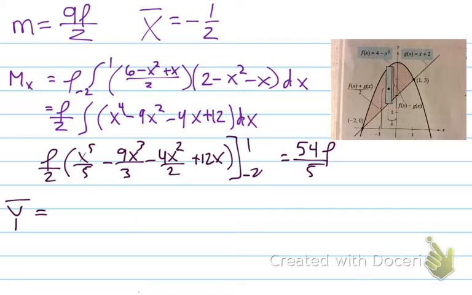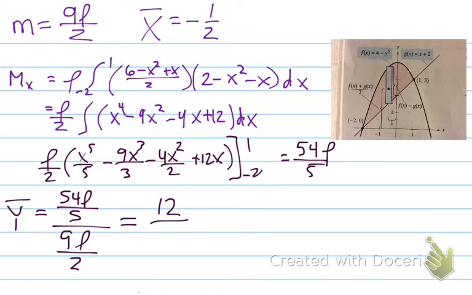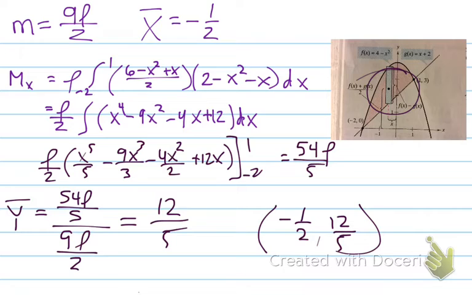And so for y bar, it equals 54 rho divided by 5 divided by m, which is still 9 rho divided by 2. And if you simplify all that in a calculator, you should get 12/5. So the center of mass is at negative 1/2, 12/5. Which you can obviously see from right there in the picture. That's where the center of mass would be located.